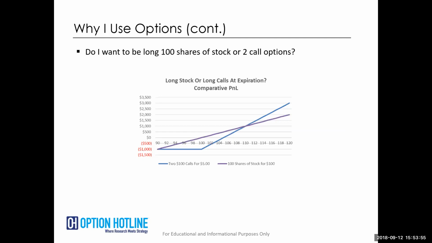Now, if all the same stuff happens and I've just got those 2 calls, the absolute most I can lose is the premium I put in. So I lose $1,000. Really sucks that something negative came out, bad news, bad fundamental inputs came out and made this stock liquidate. But I never have to worry about this stock liquidating beyond my stop point and me not being able to get out. So I get defined risk on the downside. I get leverage on the upside.